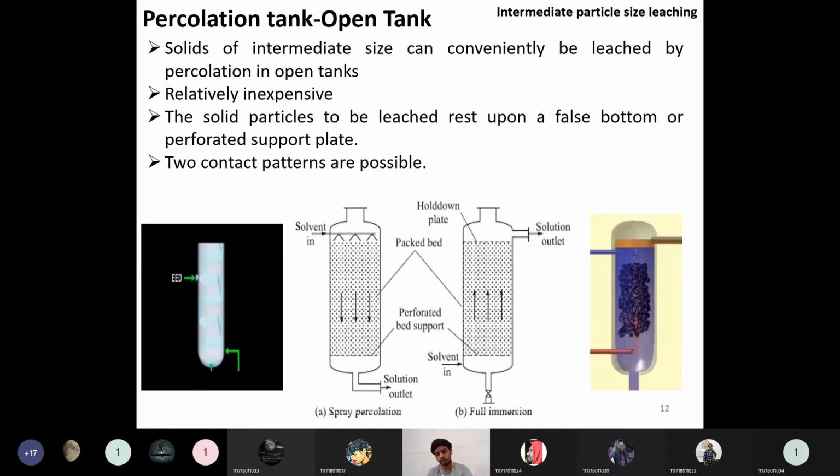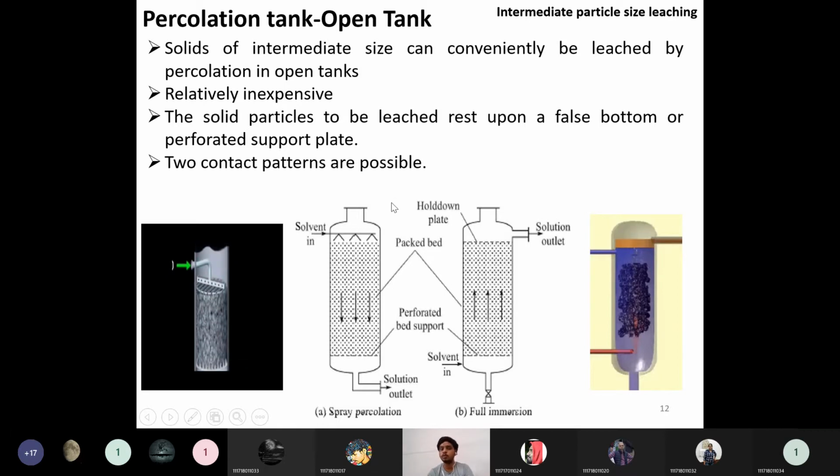Open vessels are possible. So when do you need a closed vessel? If the solvent used here is somewhat evaporative in nature, then in order to lower the losses due to evaporation, the vessel will be closed.